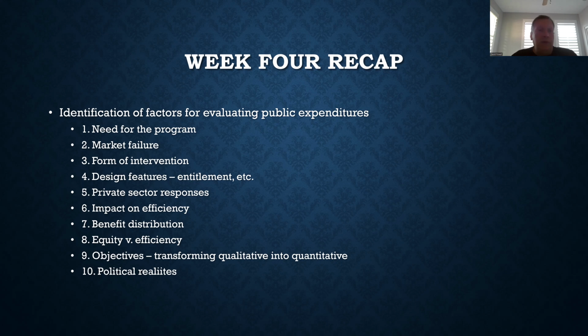Fifth factor, we oftentimes consider the responses of the private sector. So how will the private sector respond to having this government intervention? If we are intervening in terms of constructing a publicly owned and operated recreation center, how will all the privately owned gyms in the area respond to having this competition from this government facility? Will it cause them to lower their rates? Will it cause them to provide different types of services or offer different amount of hours per week? So what types of responses do we anticipate seeing as a result of this government intervention?